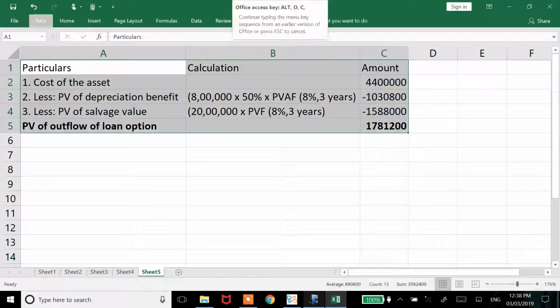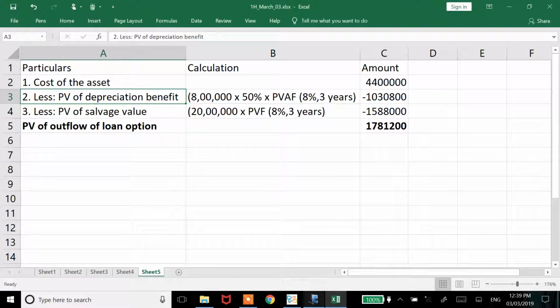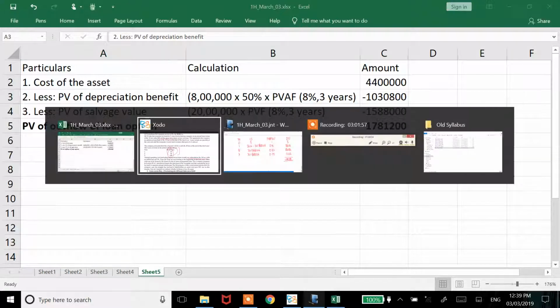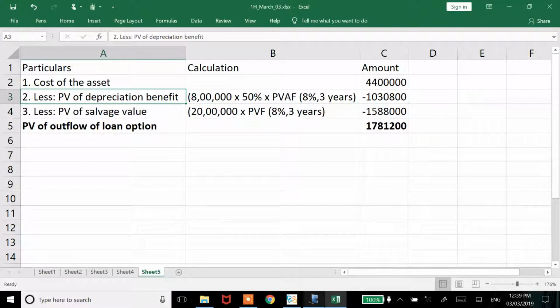PV of outflow of loan option is 17,81,200. Clear? Any doubts on this? Now this is the loan option.